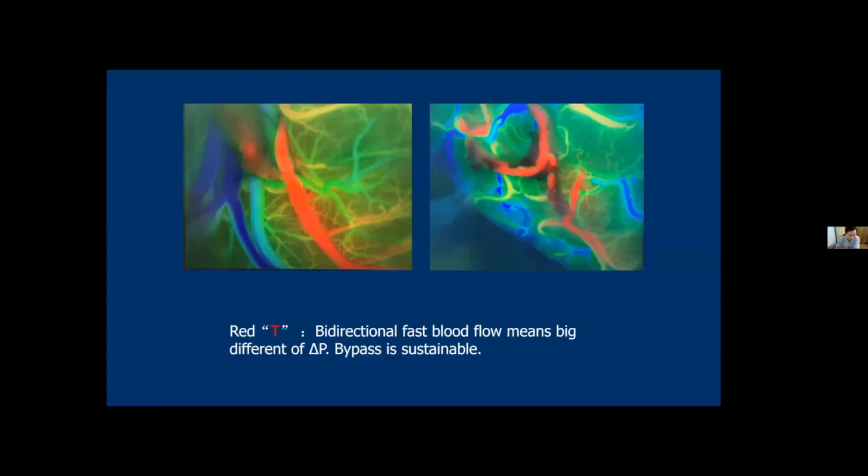After the bypass, we can see in the flow 800 the red T. Red T means bidirectional fast blood flow. It also means a big difference of delta P. So this kind of bypass is sustainable. This is a single bypass in the left picture, and on the right, it's a double bypass.